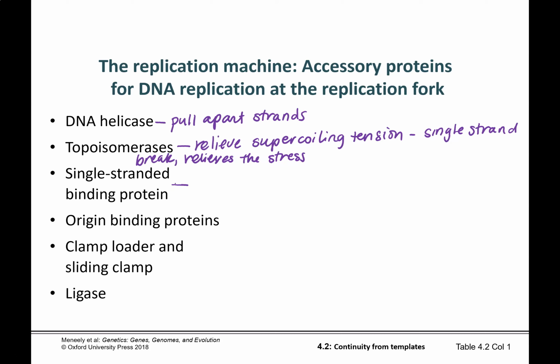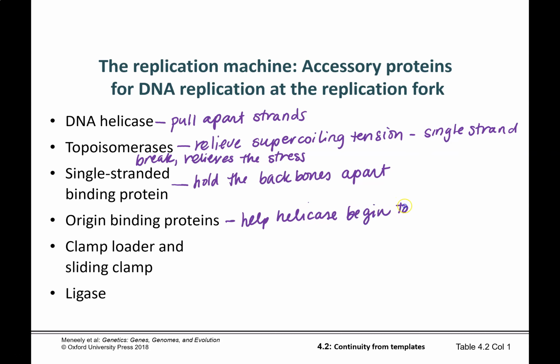Then we have multiple single-stranded binding proteins. These guys are going to hold the backbones apart so that they cannot re-anneal. We have origin binding proteins. These are the ones that are going to bind at the origin site and help helicase begin to denature. So these are kind of like guiding proteins.